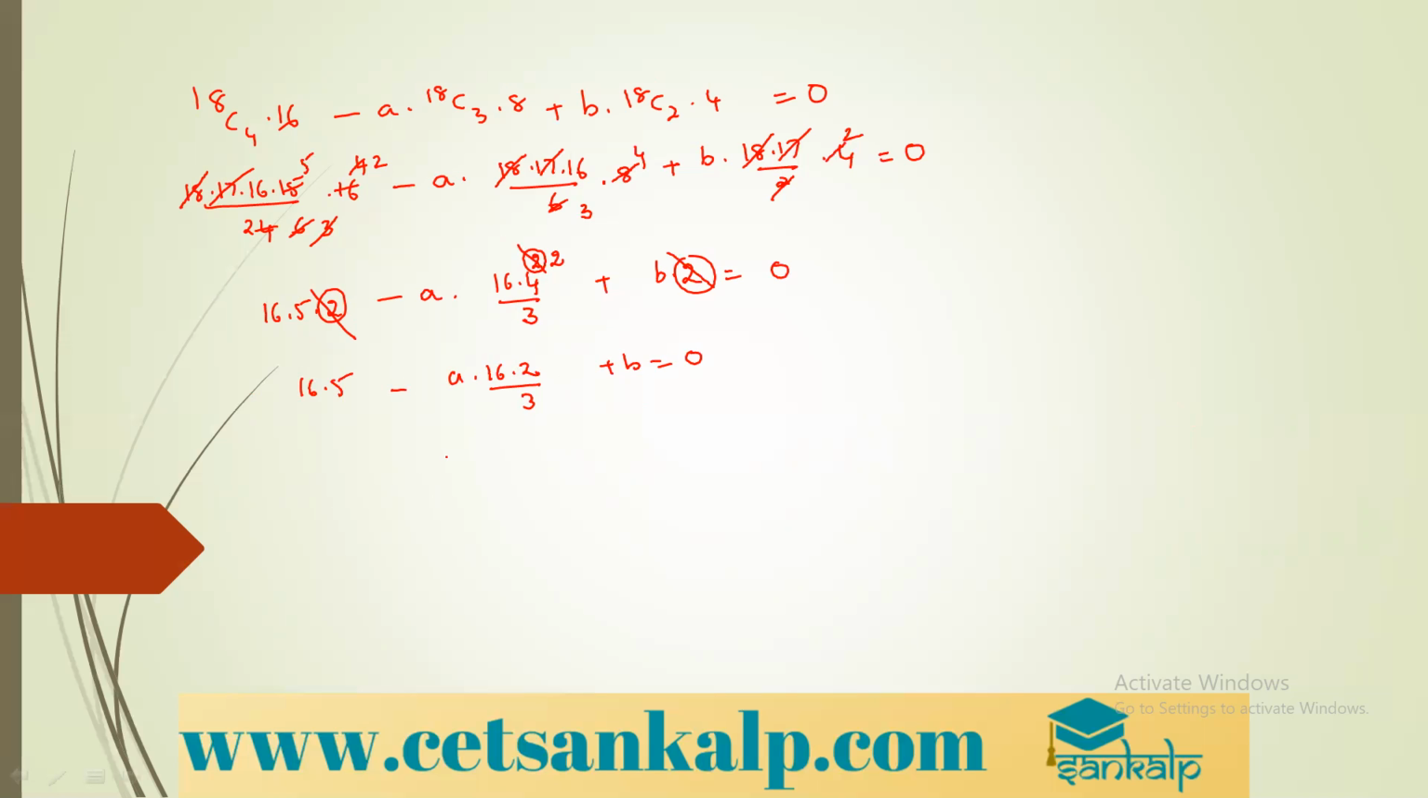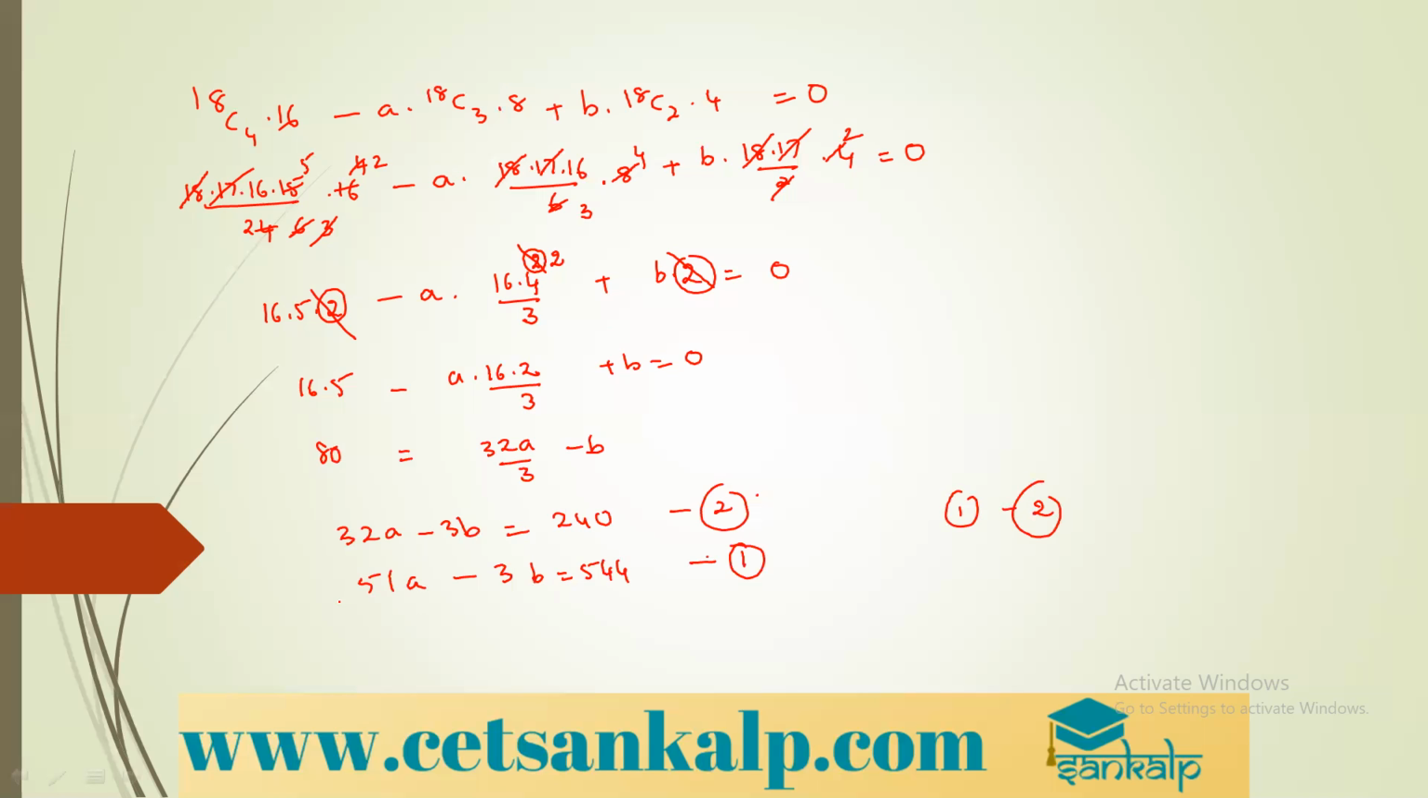So if you simplify this, what you will get is 16 into 5, 80. 80 equal to 32A by 3 minus B, or 32A minus 3B equal to 240. This is equation 2. First equation I got is 51A minus 3B equal to 544. So I can do 1 minus 2 and simplify. I will get A equal to 16 and B equal to 272 by 3.